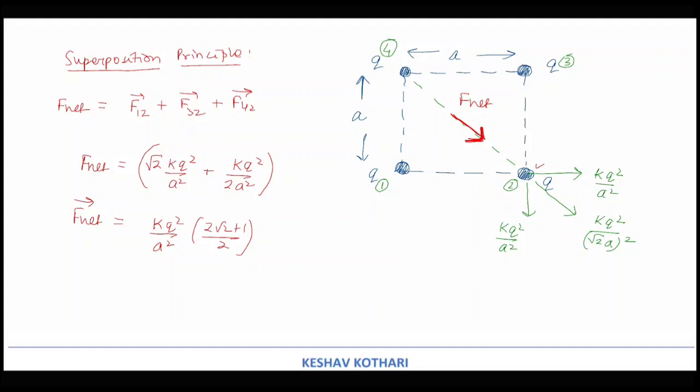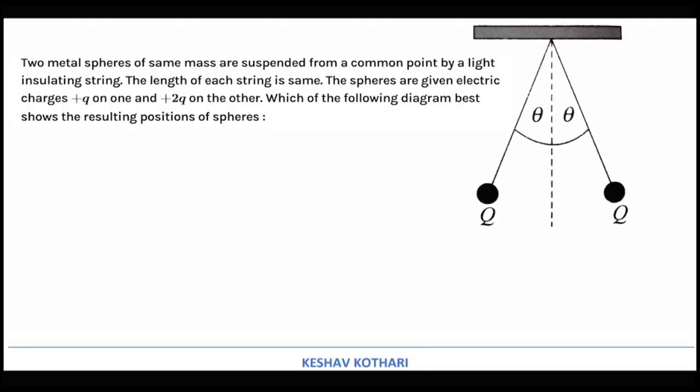We are solving one more numerical over here. So let us deal with this numerical. Two identical small charged spheres, each having a mass m, hang in equilibrium as shown in the given figure. The length of each string is L and the angle made by any string with the vertical is theta. We have to determine the magnitude of the charge on each sphere.